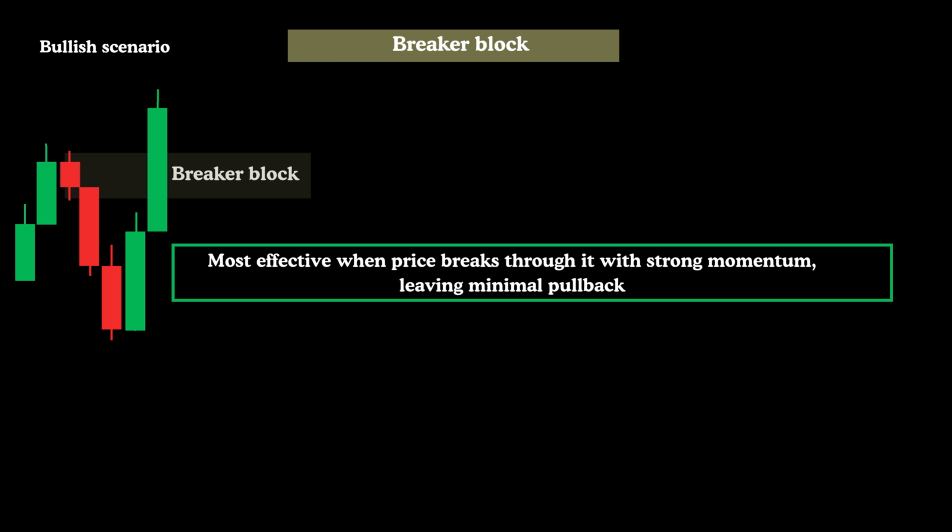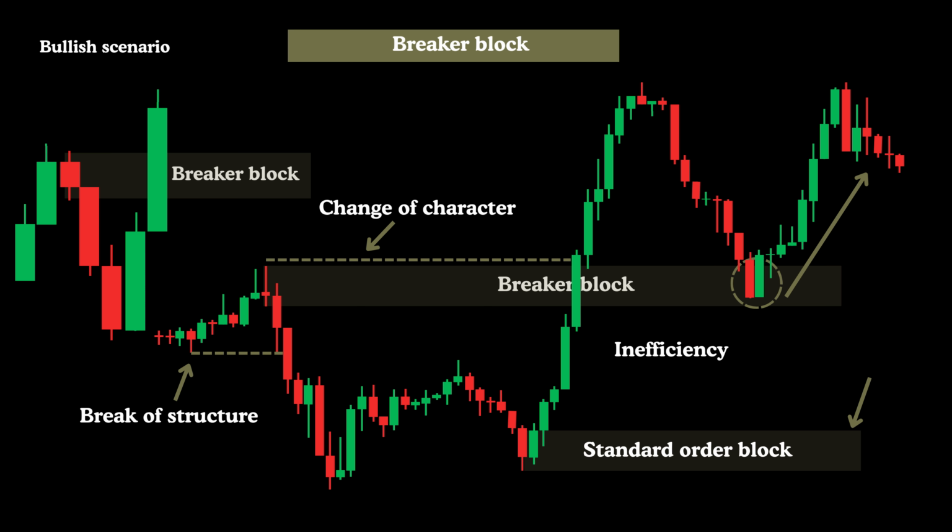Example scenario. In the illustrated case, price made a strong upward move, breaking through a prior order block with aggressive bullish candles. This move left behind a price imbalance, or inefficiency. Eventually, price retraced to fill that inefficiency, revisiting the zone. Upon reaching this new breaker block, price respected it and launched another bullish rally. Interestingly, the market ignored the original extreme order block, confirming that the breaker block had become the new key area of interest.